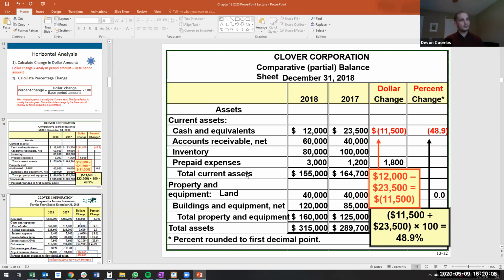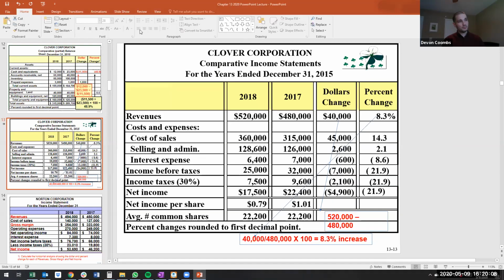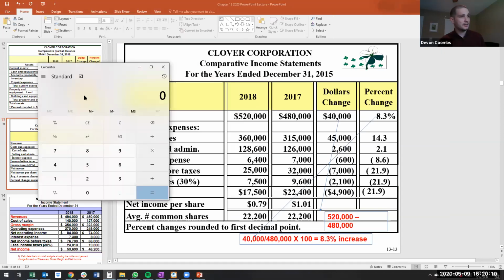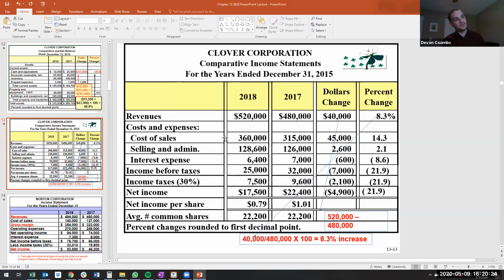And so, again, we can pretty much automate this, but the 520 minus 480, we know dollars increased by 40,000, and we divide it by the base period to get our 8.3% increase in revenue. And we can continue to do that down here to see all of the changes that occurred in each financial statement line item. So from this made up company, right, we can see that revenues increased by 8.3%.